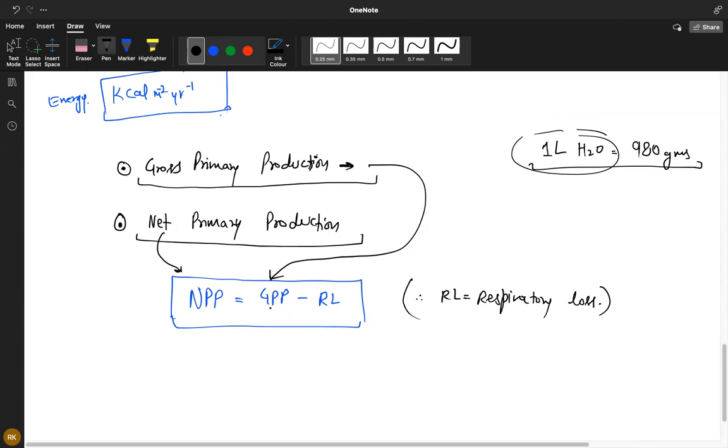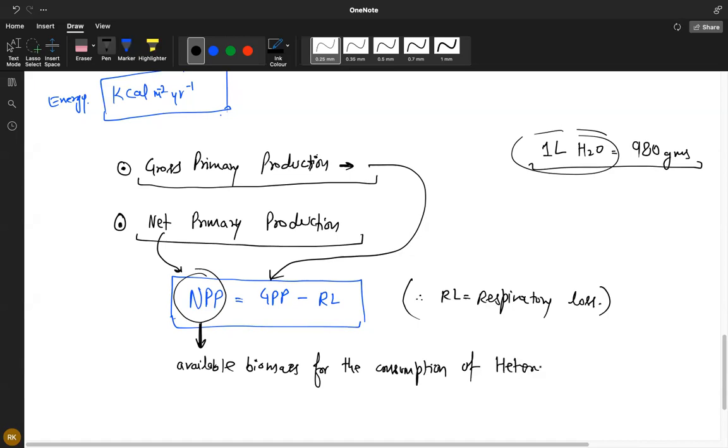Now, from here onwards, you can also write it down. The net primary productivity is available biomass. Let's define it. It is the available biomass for the consumption of heterotrophic organisms.